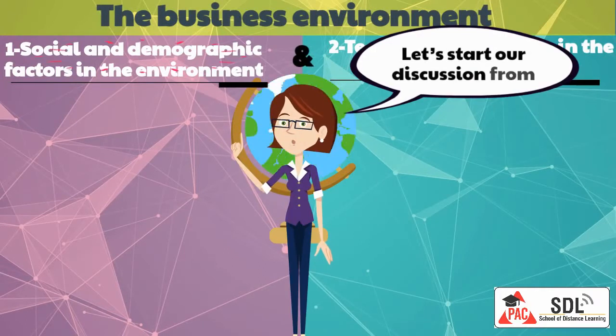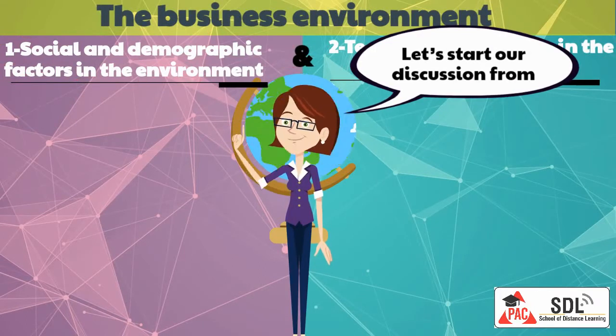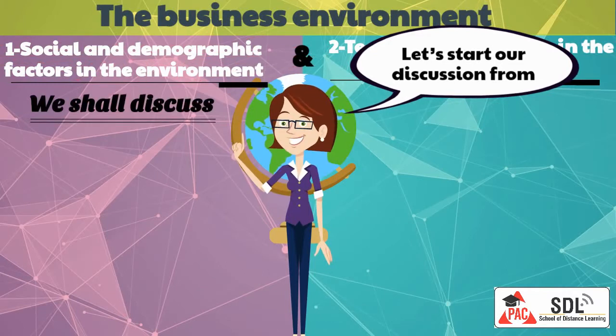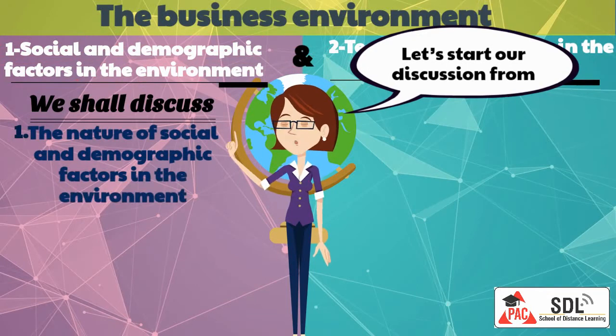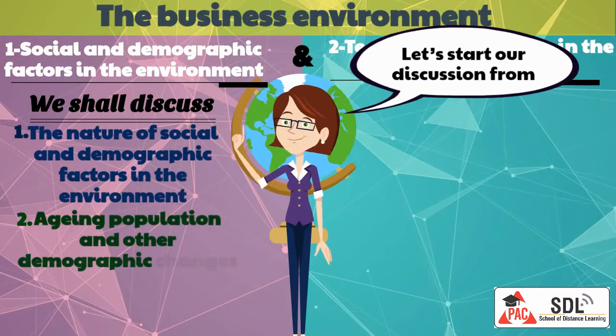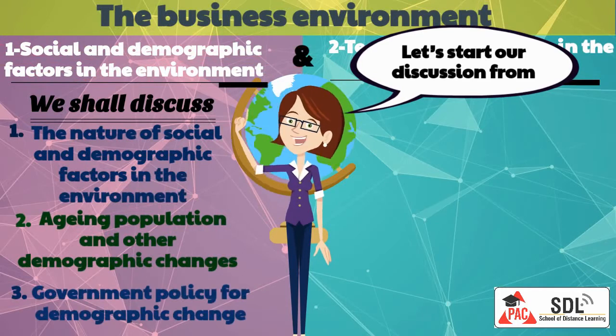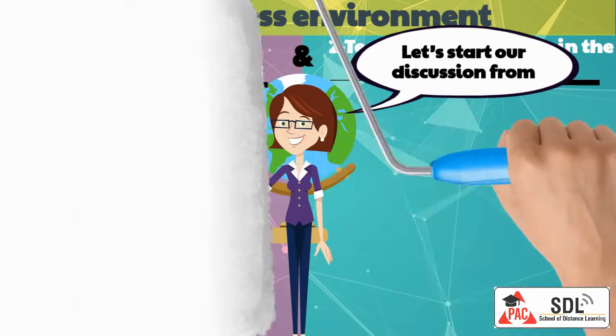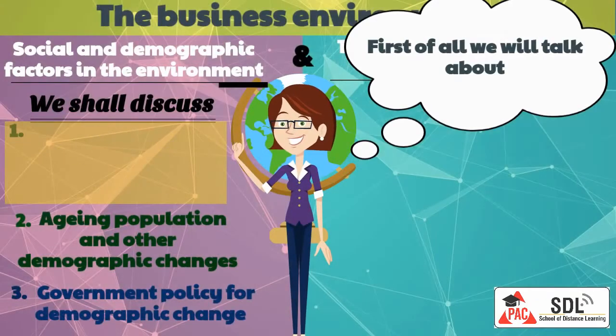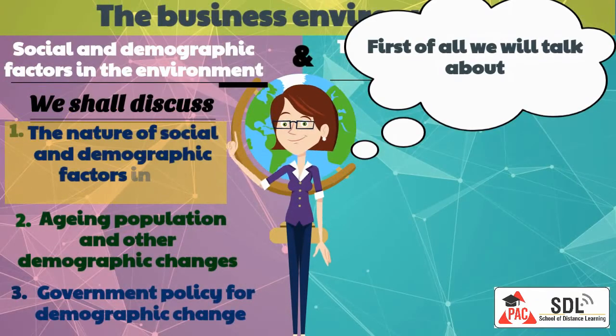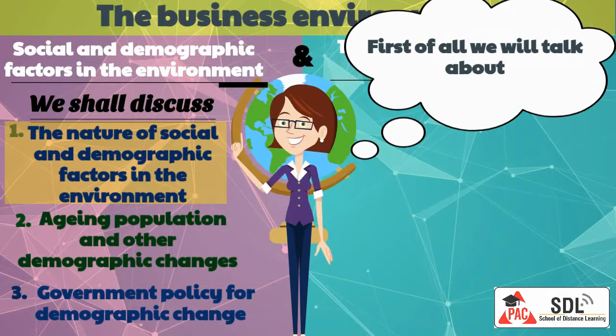Let's start our discussion from social and demographic factors, in which we shall discuss 1. The nature of social and demographic factors in the environment. 2. Aging population and other demographic changes. And 3. Government policy for demographic change. First of all, we will talk about the nature of social and demographic factors in the environment.